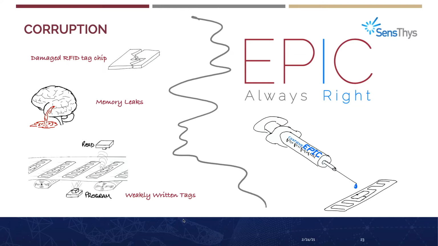Then another problem is noisy environments, as we discussed, so more of a transmission problem. If you try to read a tag in a noisy environment, as we've been discussing and showed you on the past couple of slides, that's where Epic can come into play as well. So just noise in the environment.